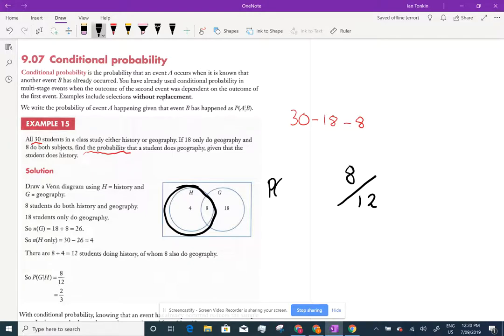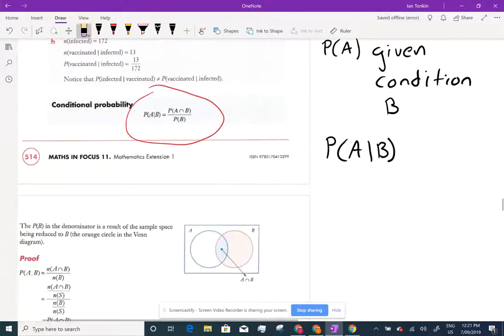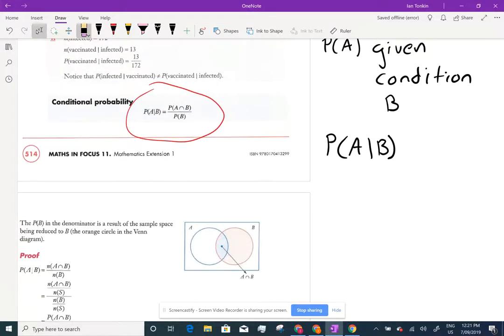The probability that they do geography given that the student's coming from history, 8 on 12. It's obvious, really. But I now want to illustrate that using the formula. So if we go down here, the formula says the probability of A given B is the probability of A and B, that's the intersection, over the probability of B.